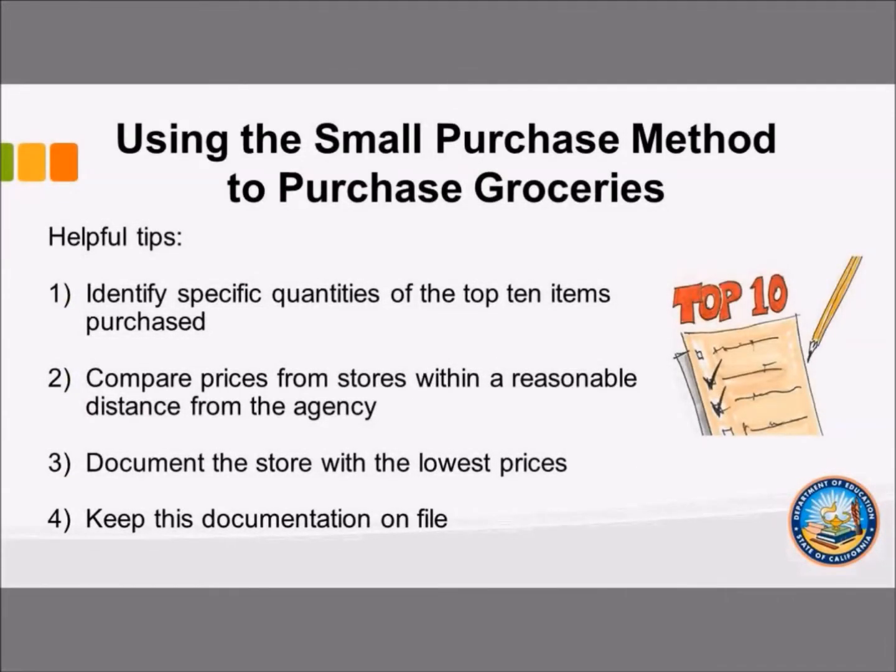Can you give an example of how an agency could follow the small purchase method when buying groceries at a store? Yes, here's one way an agency could compare prices and choose the store with the lowest prices. First, they would identify specific quantities of the top 10 items they purchase. They should be specific in order to compare apples to apples.